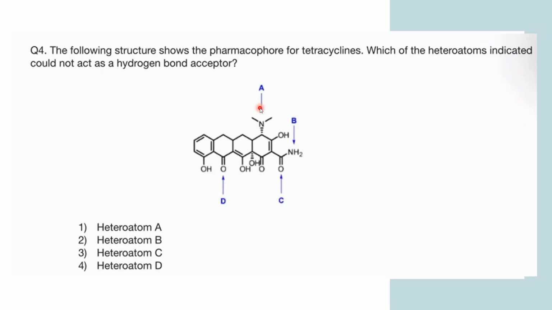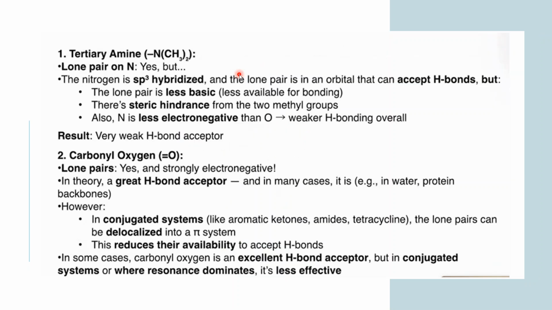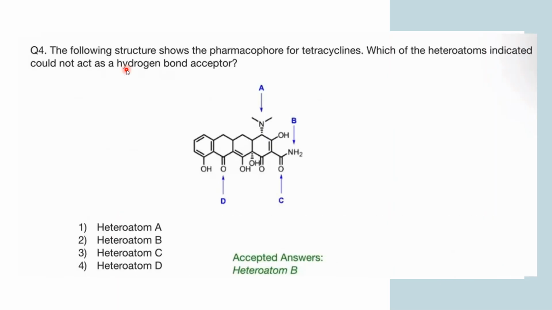Okay, so this is about hydrogen bond acceptor and donor ability. If you are talking about this, then this heteroatom B that is here doesn't act as a hydrogen bond acceptor. Why? Because when you talk about an acceptor, one by one we will take this question.